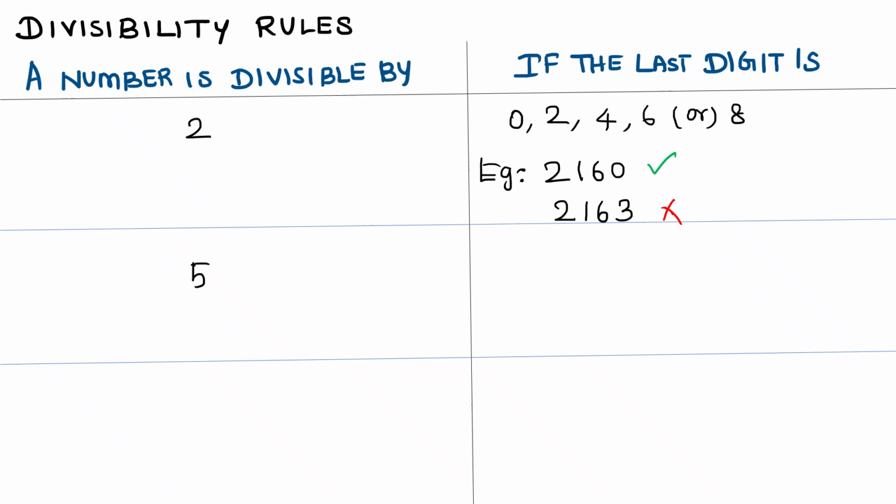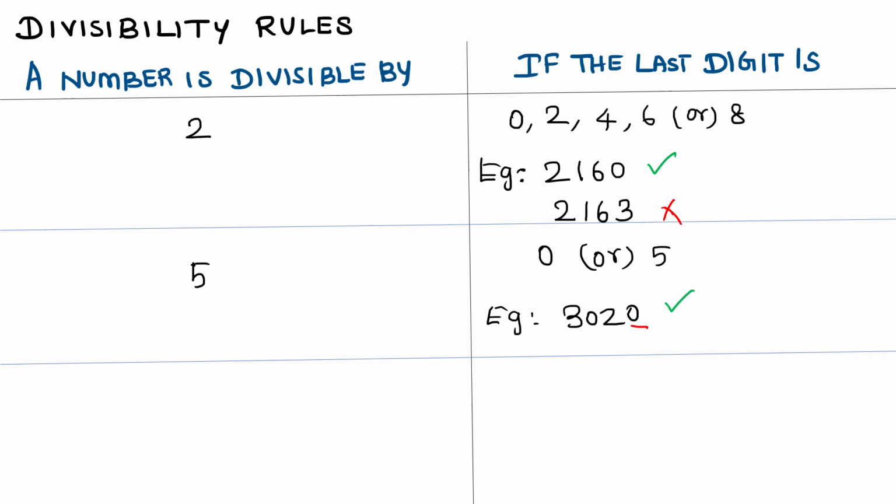We talk about the divisibility rule of 5. The last digit should be either 0 or 5. I have here, for example, 3020. It ends with 0, so I will tell it is divisible by 5.